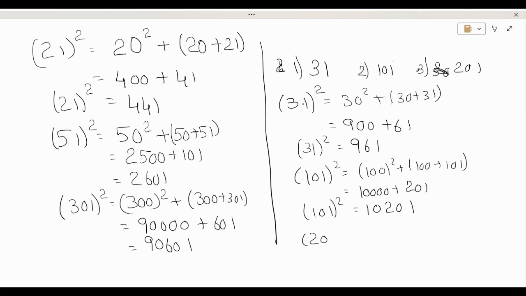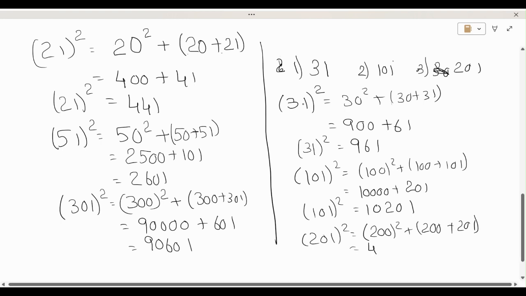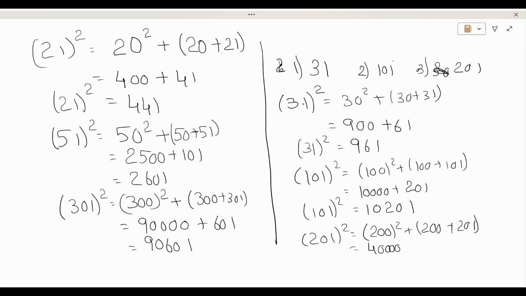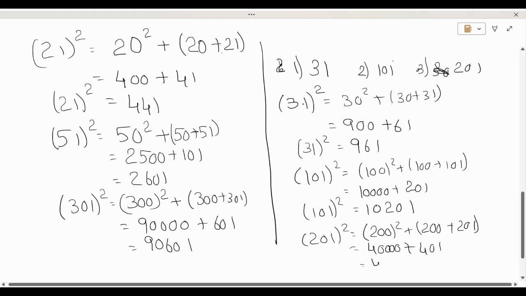Now let's check. The final sum is 201 square. So it will become 200 square plus 200 plus 201. So it will become 4 and 4 zeros, not 2 zeros, it is 4 zeros because you have to multiply with twice the number of zeros. So the final answer is 40401. So this is how you have to do the squaring.